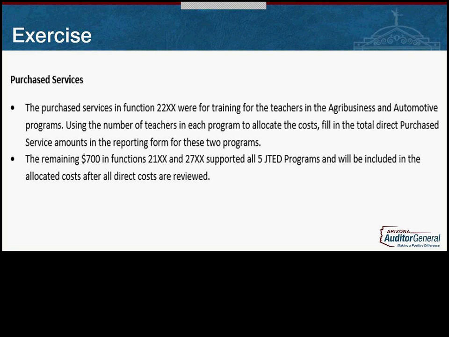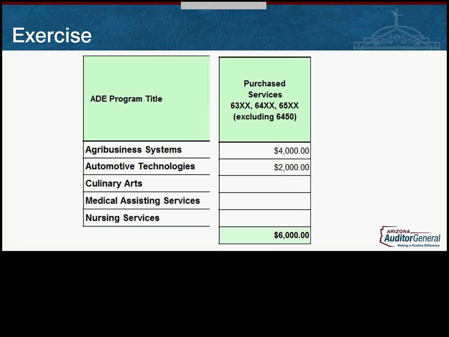Before we move on to look at the exact costs that we report for each, we want to note our second bullet here: the remaining $700 in functions 2100 and 2700 for purchase services supported all 5 JTED programs. So it will be included in the allocated costs after all direct costs are reviewed. Let's take a look then at what we can fill in for purchase services in the direct column. Agribusiness, $4,000 related to teacher training because of the 2/3 of the teachers being in agribusiness, and automotive technologies, $2,000.